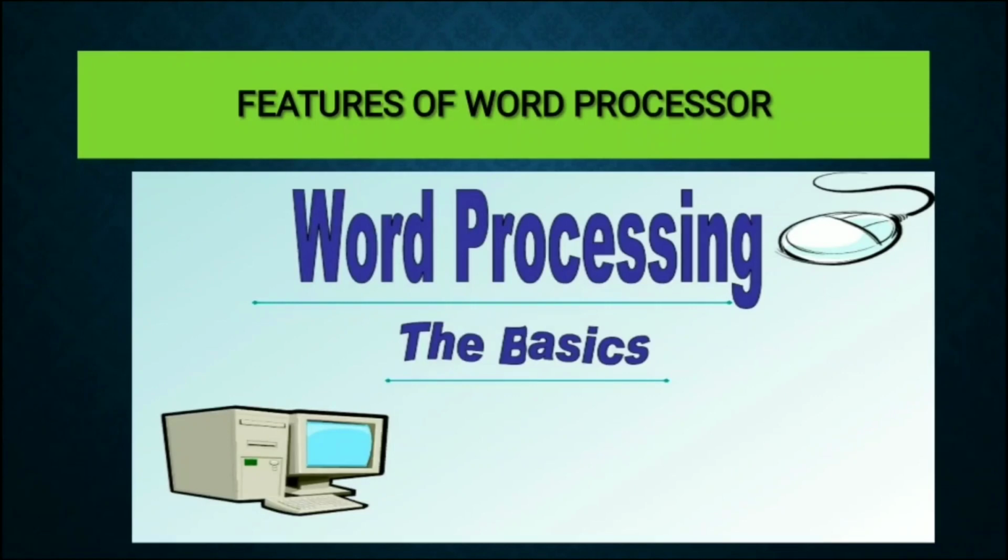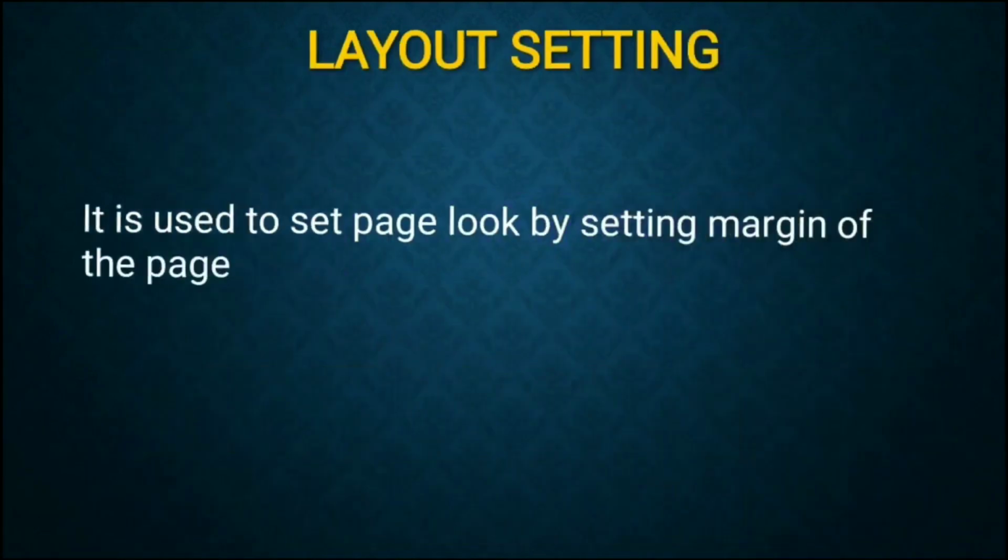Now we will see the features of word processor. The first feature is layout setting. It is used to set the page look by setting the margin of the page, means it shows how the page is looking and what margin we need to leave for the page.